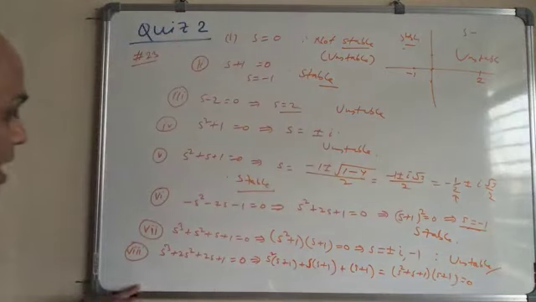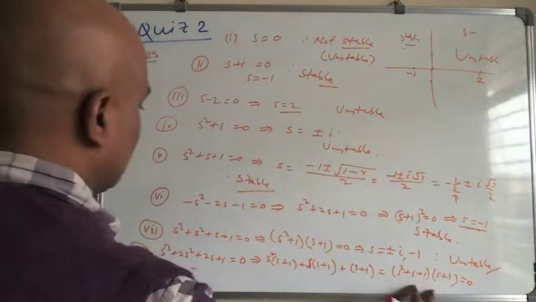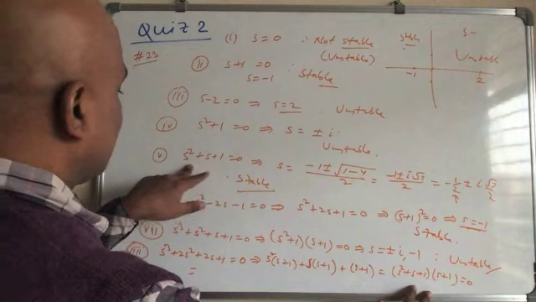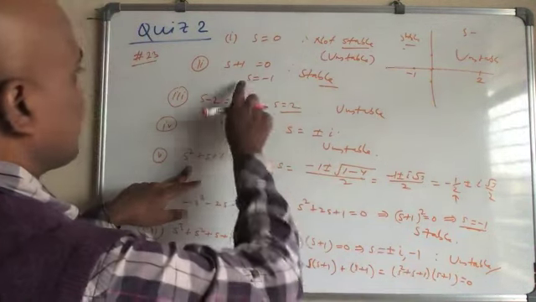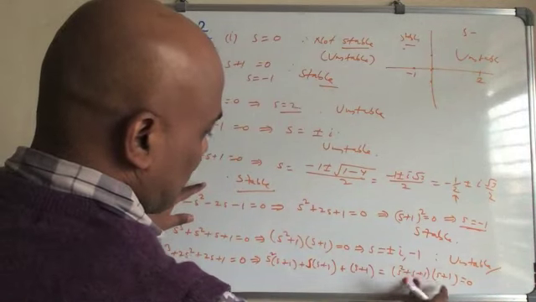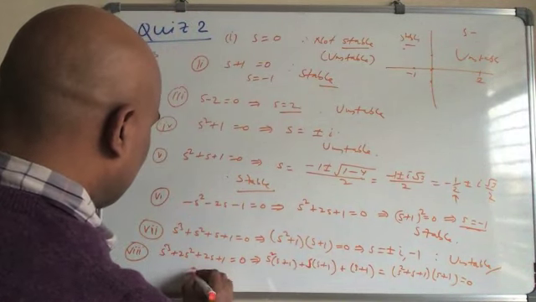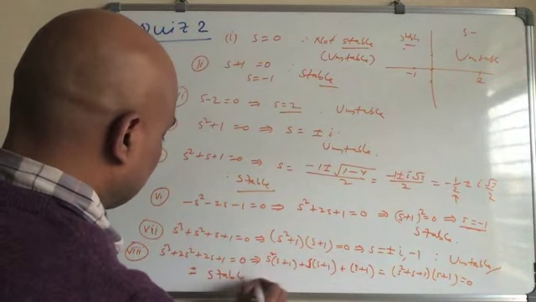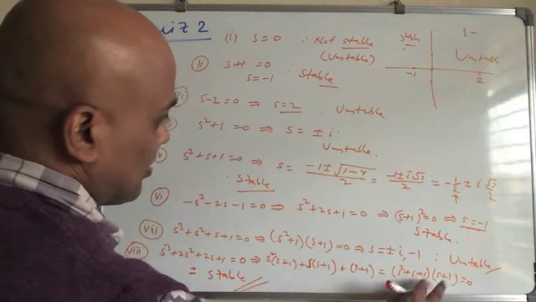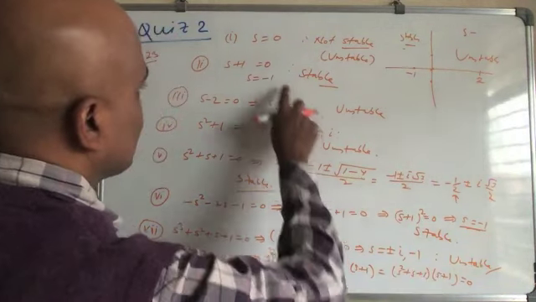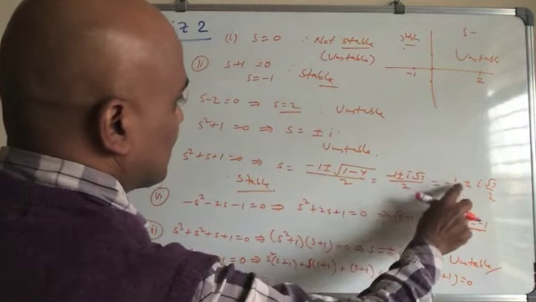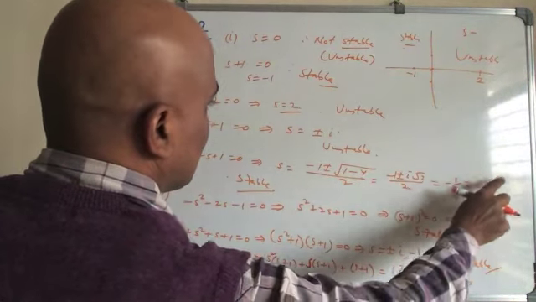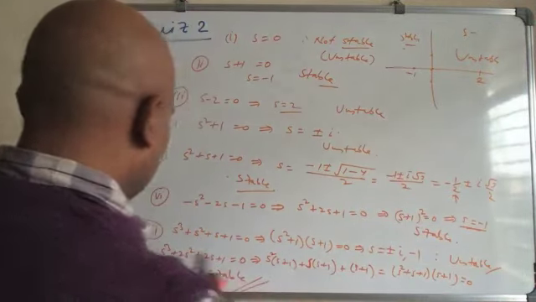And we know this is a product of two things. So s square plus s plus 1 is already stable, and s plus 1 is also stable. So both of them are stable, hence it is stable. Because the roots you get are s equal to minus 1, and here the roots are minus half plus minus j root 3 over 2, hence this is stable.